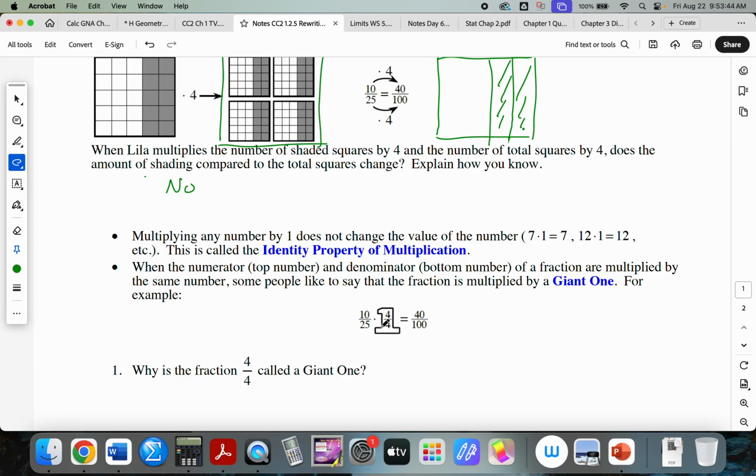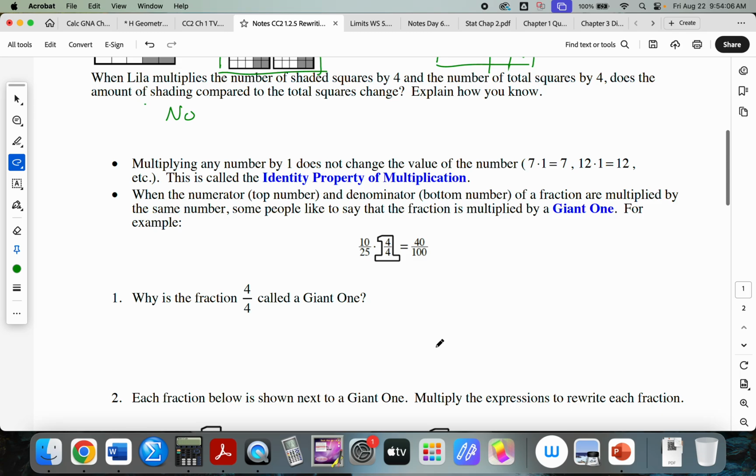And that's what my calculus students use all the time. We used it today in class. They use that all the time to take an expression and change it into something else that they would rather have. They multiply by 1, and it's way more complicated than 4 over 4, but the idea is still the same. So, why is the fraction 4 over 4 called a giant one? Well, 4 over 4 is equal to 1. But 4 over 4 looks bigger than just 1.